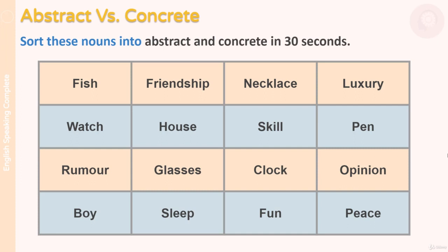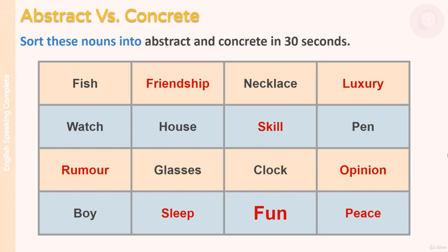But here are in red the abstract nouns: friendship, luxury, skill, rumour, sleep, fun, opinion, and peace. So these are abstract nouns. They exist, but we cannot touch them. Now you'll notice that I have very much highlighted fun, as this is an abstract noun to describe feelings. And really that's where we're going to focus this lesson: abstract nouns of feelings.